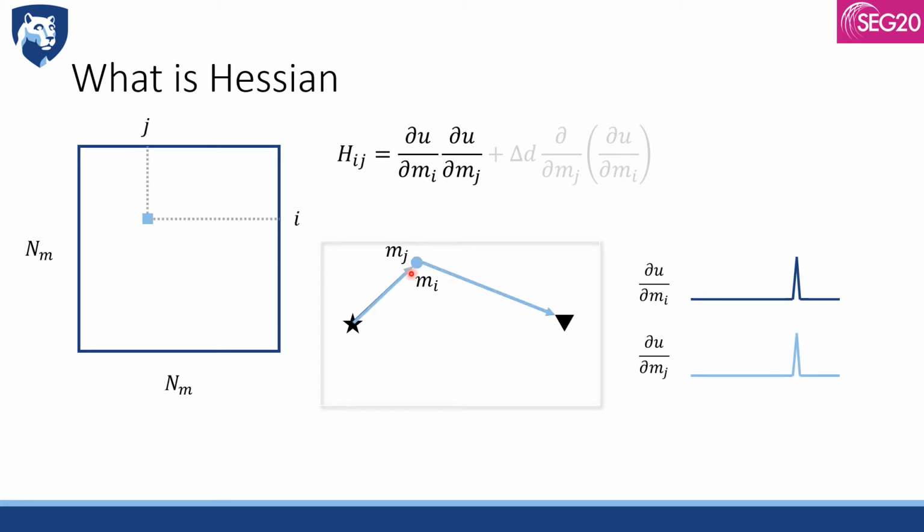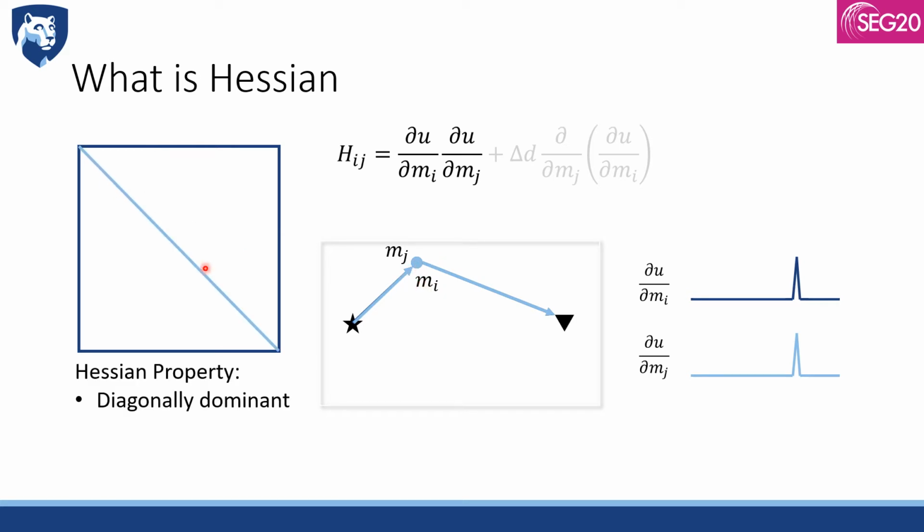like this one. As a result, the Hessian has non-zero values only on its diagonal, where Mi and Mj are the same point. So the Hessian is a diagonally dominant matrix. But in practice, the wavelet is never as perfect as a delta function. Check out the waveform here.